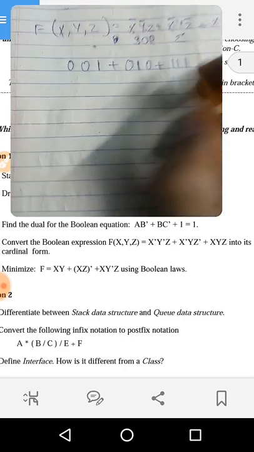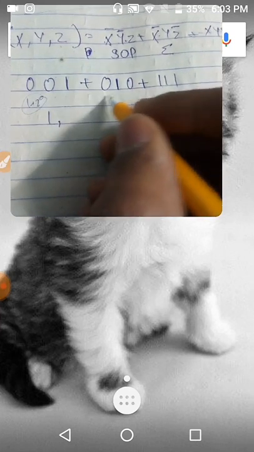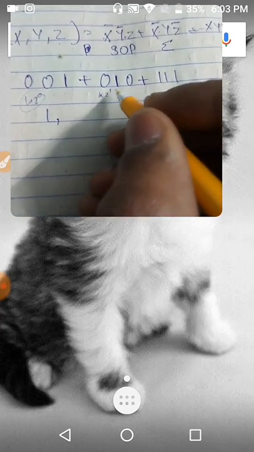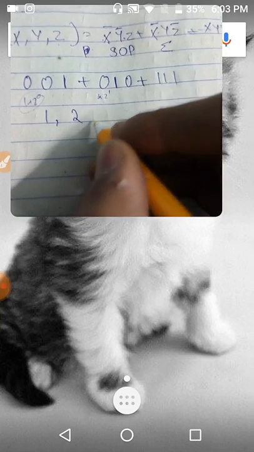Now we are going to convert it into binary. So this will be 1 into 2 to the power 0, so this will be 1, and then this will be 1 into 2 to the power 1, that will be 2, and it will be 1 plus 2 plus 4, that is 7. So the answer of this expression will be sigma 1, 2, 7.